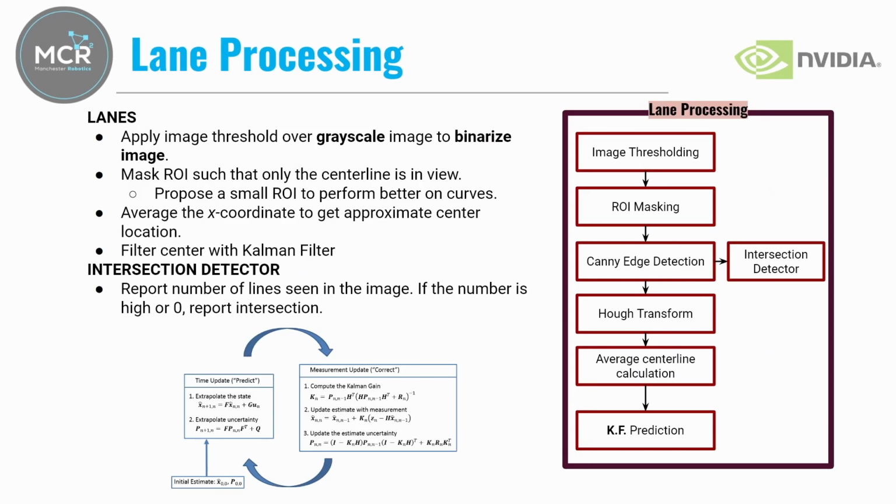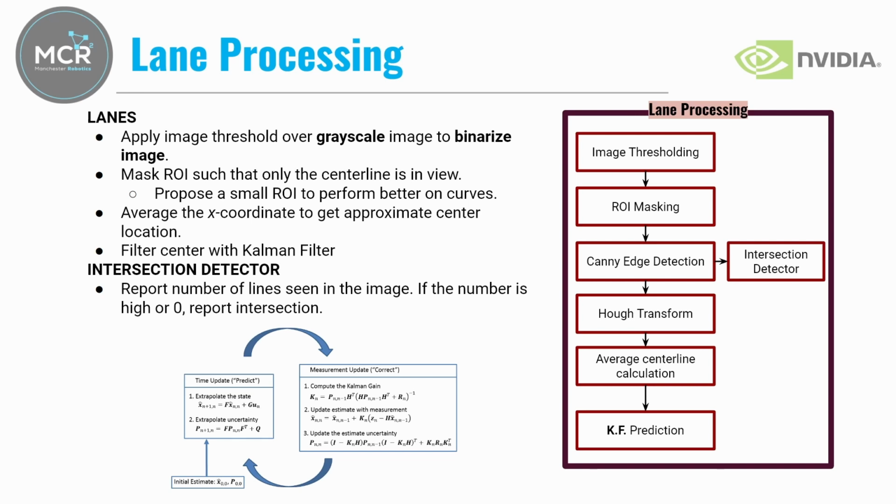For the lane processing, we apply a threshold over the grayscale image to binarize it and use region of interest masking, such that the only thing in view is the center line. And to know the x-coordinate, we average all the x-coordinates from the Hough transform and then approximate it. And we also use a Kalman filter as a linear predictor for the center filtering.